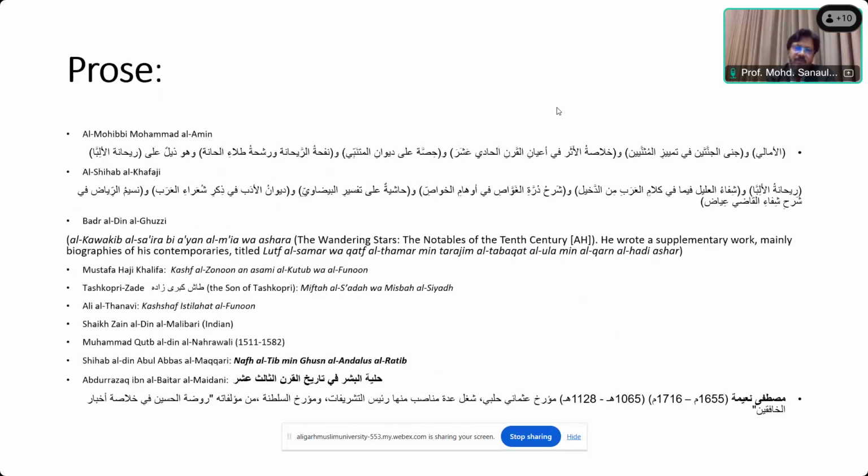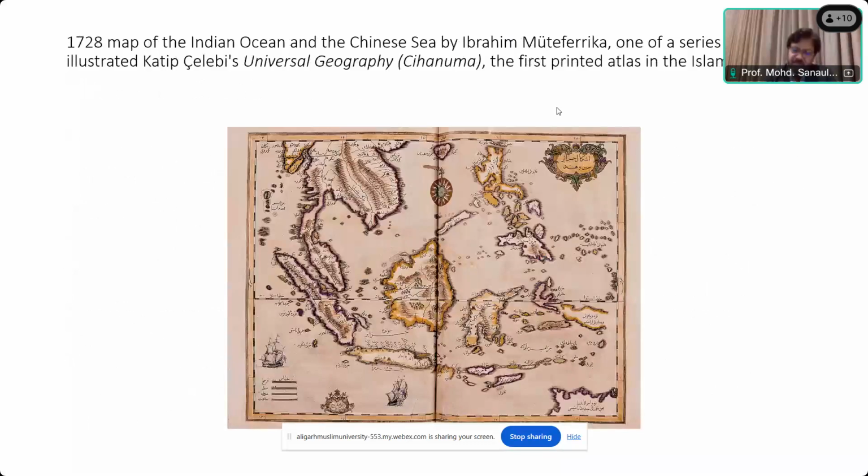This period was also known for many books written in the domain of geography. And when it comes to geography, we have geographical maps. So this is a 1728 map of the Indian Ocean and the Chinese Sea by Ibrahim Mutafarriqa, one of a series that illustrated Khatib Chelebi's universal geography, the first printed atlas in the Islamic world.